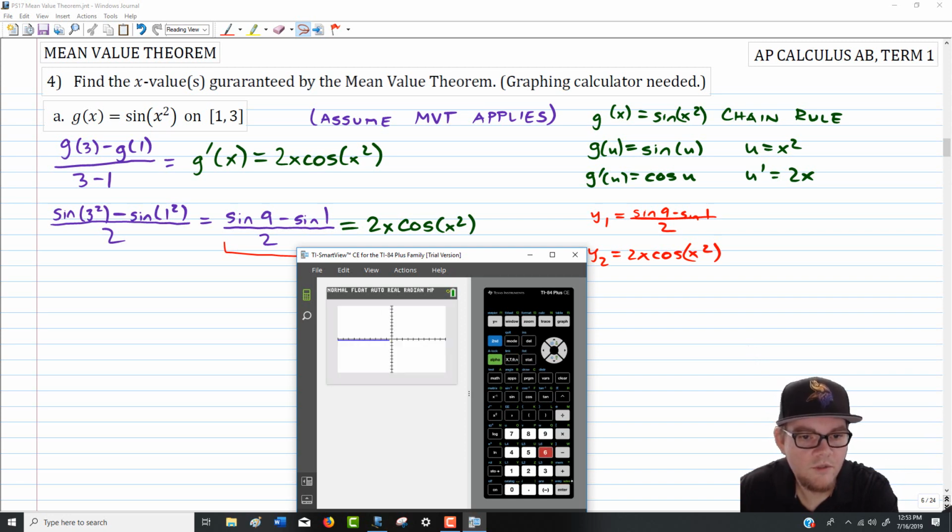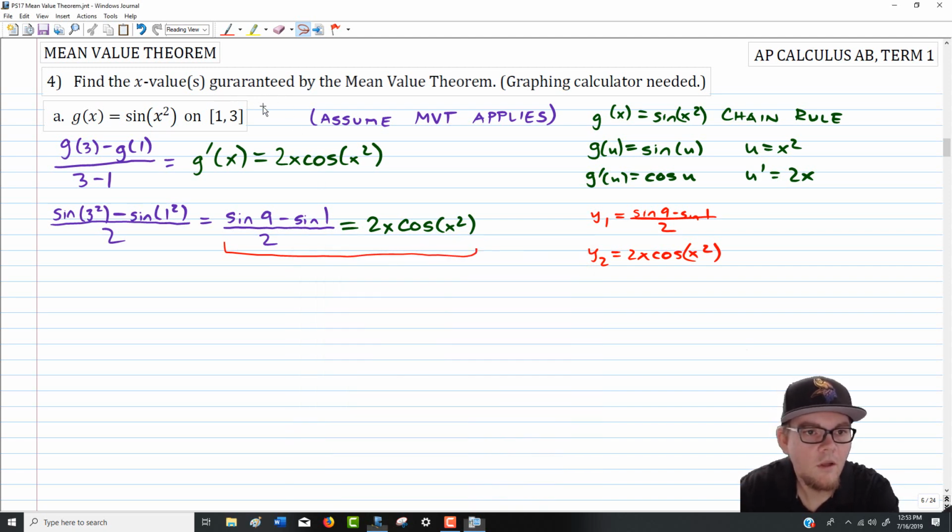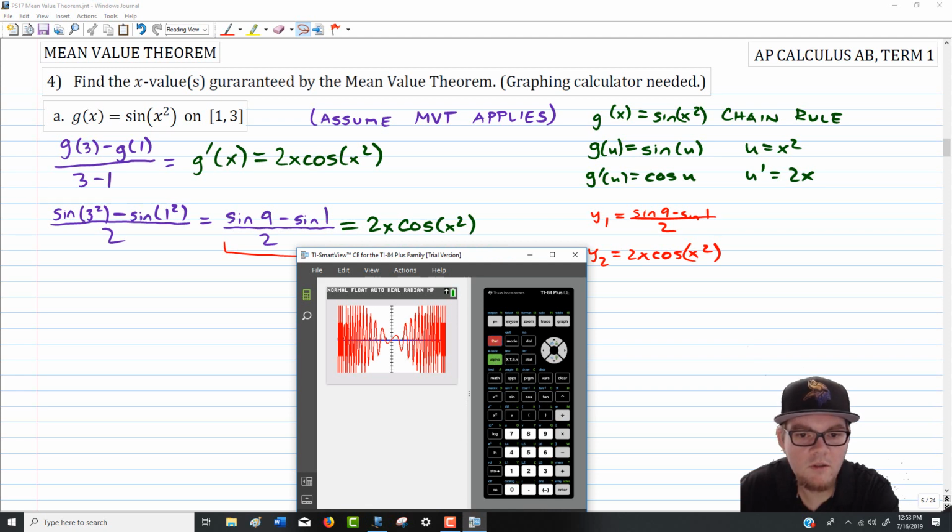Now it's tempting to just go zoom 6 and go, oh my gosh, there's a billion values. And just kind of go, well, ain't nobody got time for that, and just stop. The thing is, remember what we were told in the problem. We were told to find all the values between 1 and 3, inclusive or exclusive. So in other words, our picture on our calculator isn't accurate. So I'm going to change the window here.